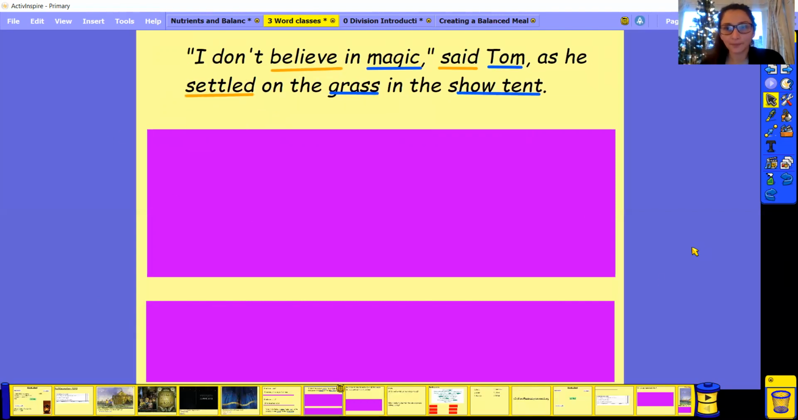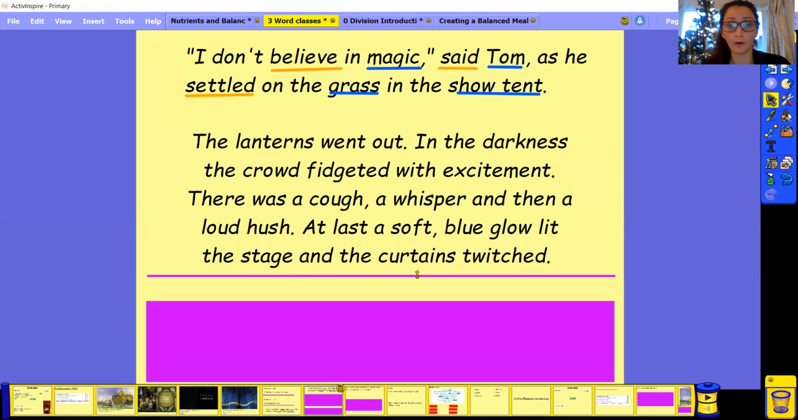Okay, so we've got this next section here. So remember, we're doing blue for nouns and we're doing orange for verbs. So we've got this next bit. The lanterns went out. In the darkness, the crowd fidgeted with excitement. There was a cough, a whisper, and then a loud hush. At last, a soft blue glow lit the stage and the curtains twitched.